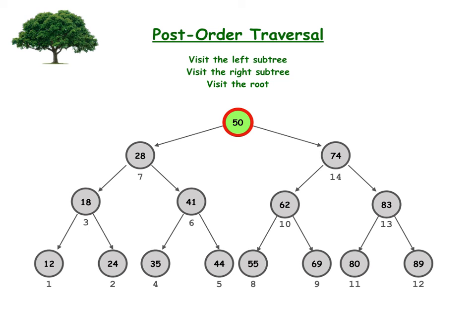50's left has been visited. 50's right has been visited. Thus we can now visit node 50. And 50 would be the last node that gets processed in this post-order traversal.